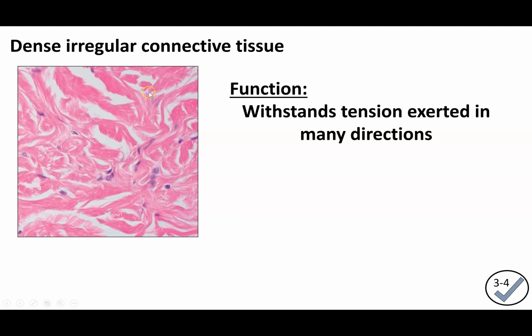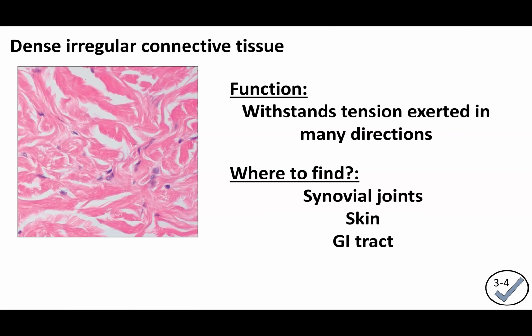But because the fibers are pointing in all different directions here, the tissue can kind of withstand strain in any direction. So you typically find this tissue where you need that kind of ability. In synovial joints, skin, and the GI tract. Think about your skin, it can potentially get stretched in any sort of direction, so it's important to have dense irregular connective tissue there.